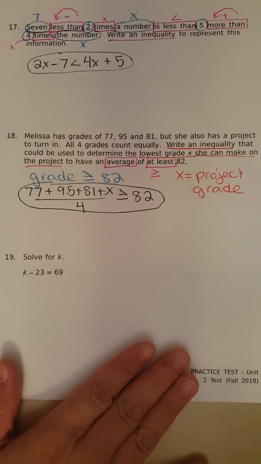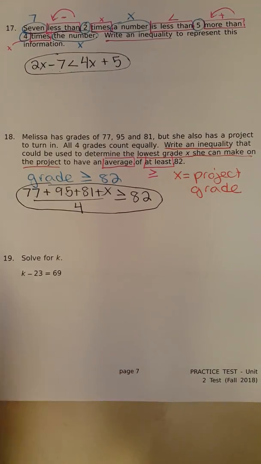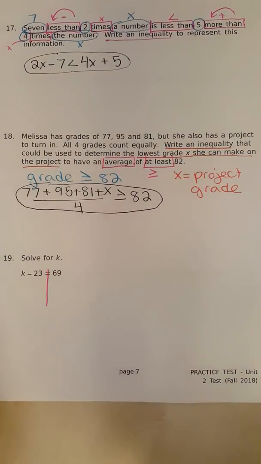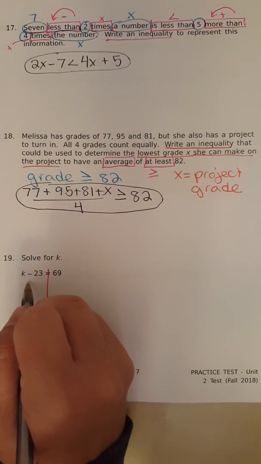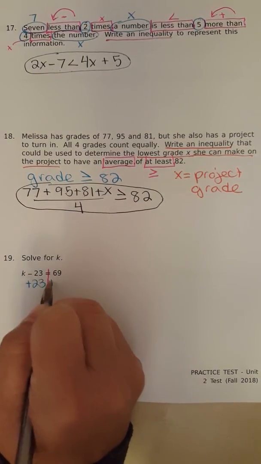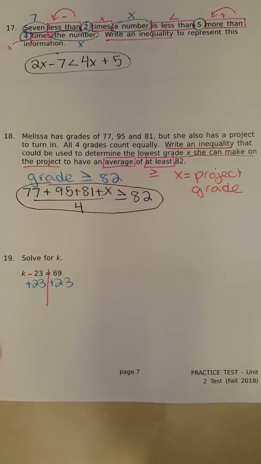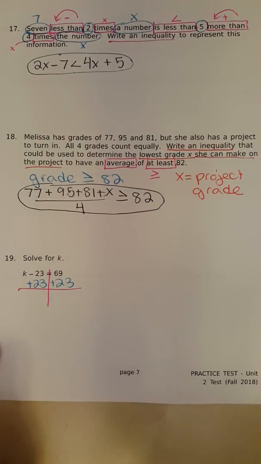All right, number 19 here. We're being asked to solve for K. This is our simplest problem on this review sheet, the practice test. It's a one-step equation here. I have K minus 23 equals 69. So I have to get K alone. The opposite of minus 23 is plus 23. So I'm going to start by adding 23 to both sides.